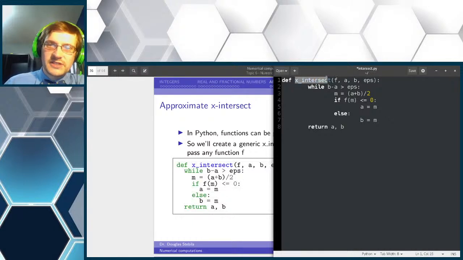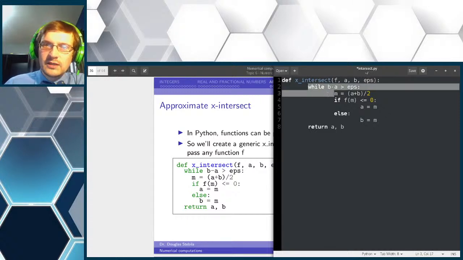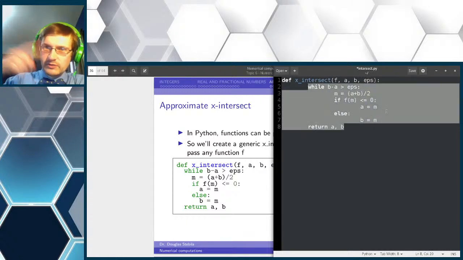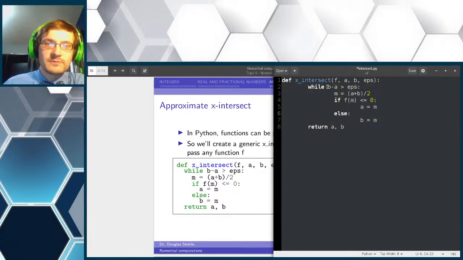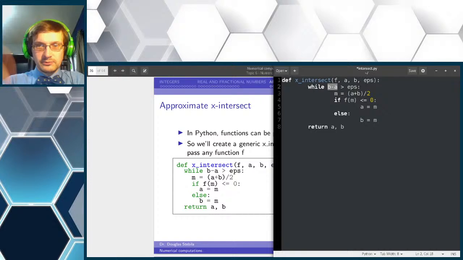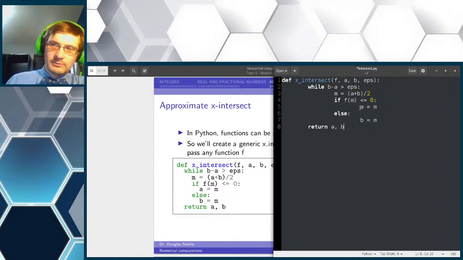So, x-intersect is being given f, which is the function that is monotonically increasing. We are being given the lower bound and the upper bound, a and b, and we are being given some epsilon. We're going to loop over this. This is going to be a looping algorithm, the exit condition of which is that b minus a is less than epsilon. As soon as b minus a is less than epsilon, this loop will terminate, and we will return both the upper and the lower bound. If you wanted to have one return value, you could return the average of these two.